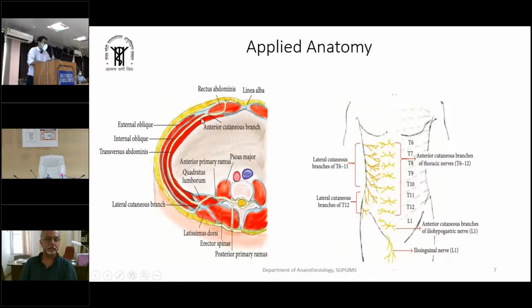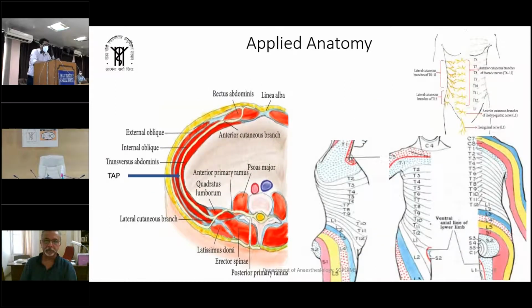While the anterior primary rami continues anteriorly till it reaches the margin of the rectus abdominis muscle, where it pierces the rectus abdominis muscle, it gives rise to the anterior cutaneous branches. These anterior cutaneous branches supply the skin from the midline to the mid-clavicular line. Now we have seen the applied anatomy. Intuitively, we can appreciate where we can deposit our local anesthetic, in what muscle plane, to block these nerves.